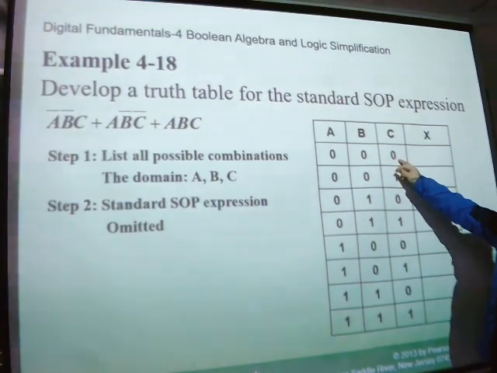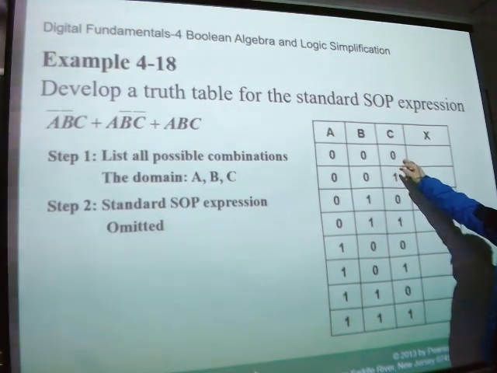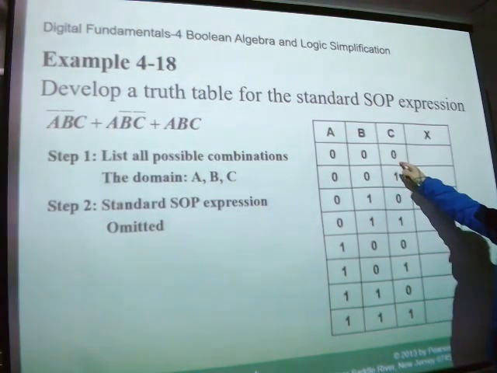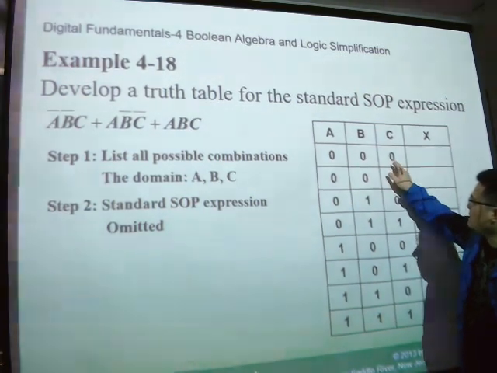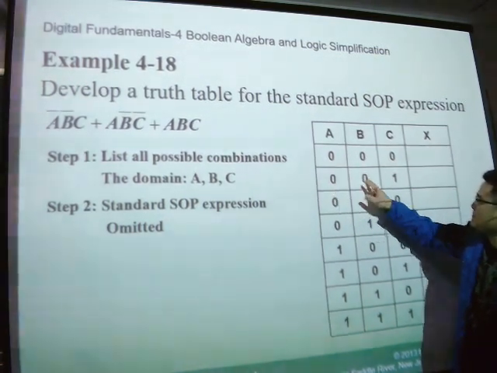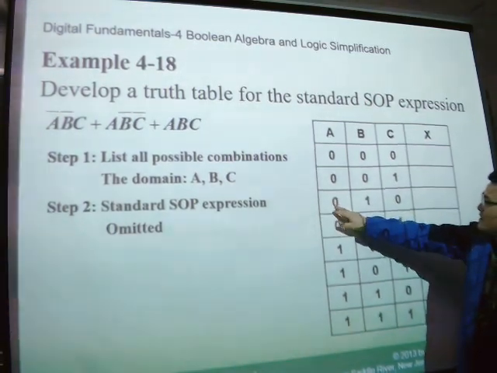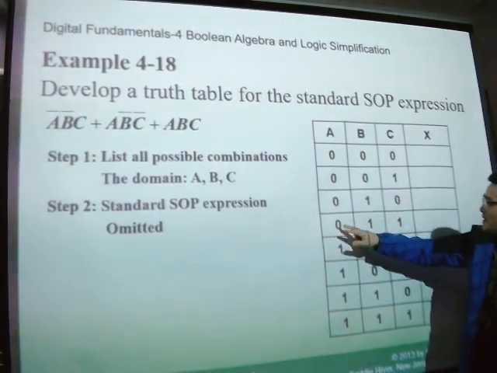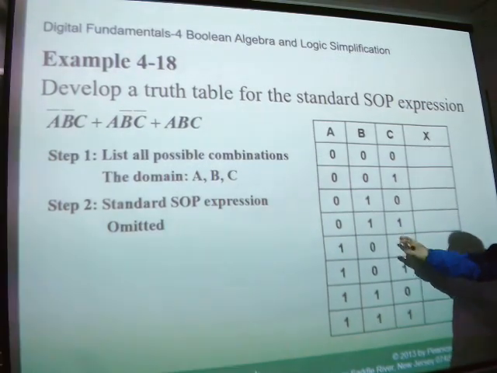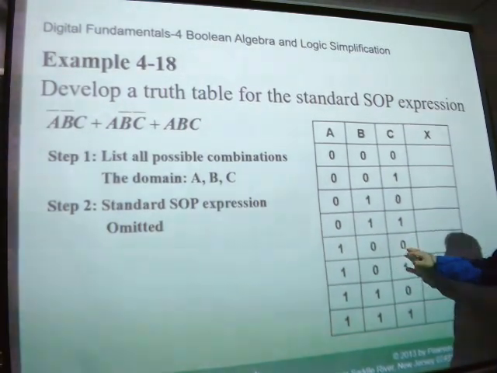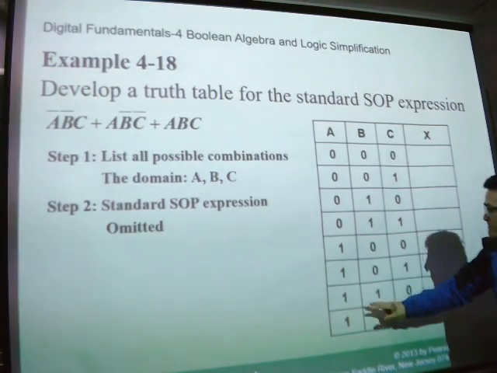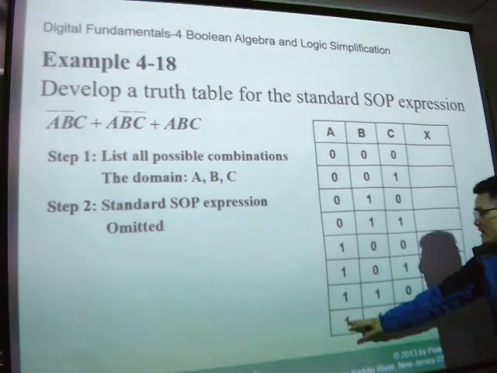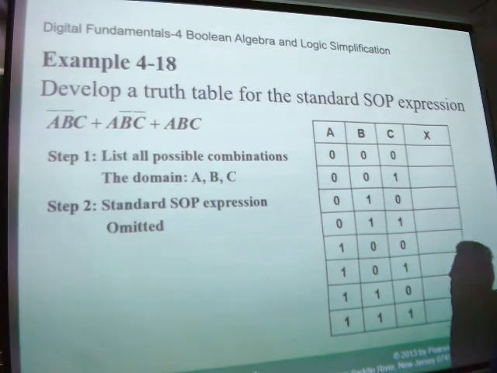Standard product term, its standard product term is A bar, B bar, C bar. This is A bar, B bar, C. A bar, B, C bar. A bar, B, C. A, B bar, C bar. A, B bar, C. A, B, C bar. A, B, C.